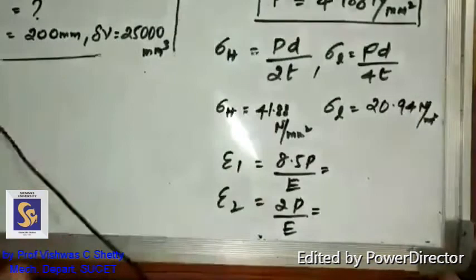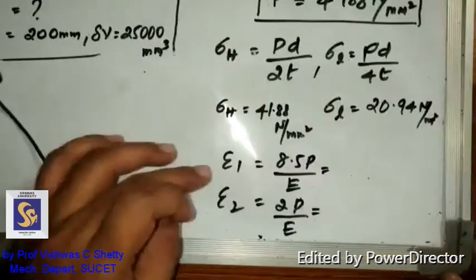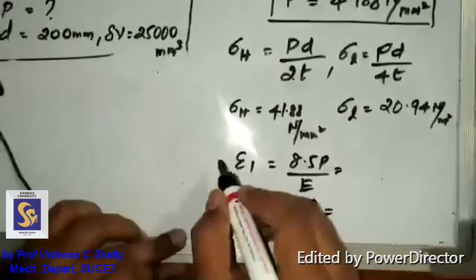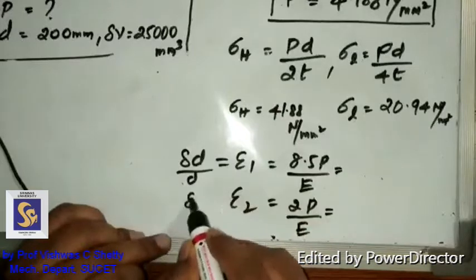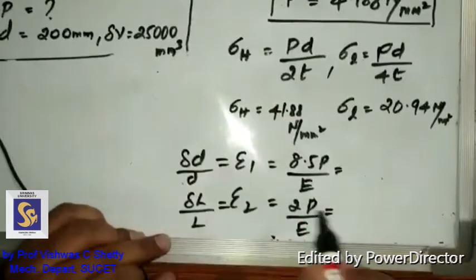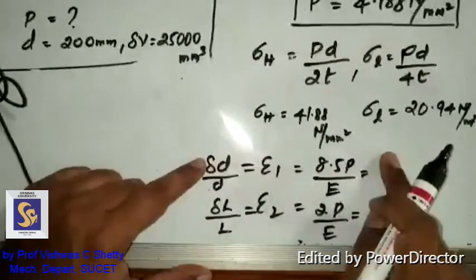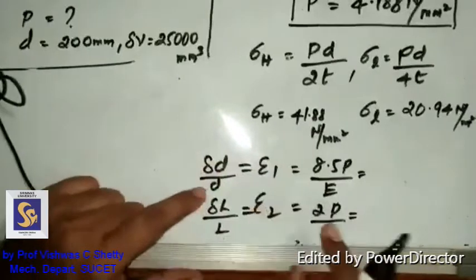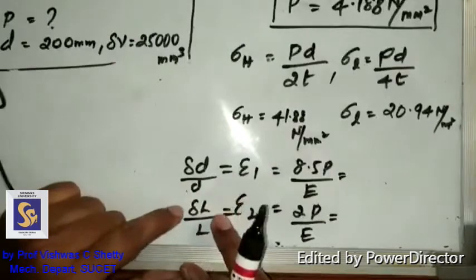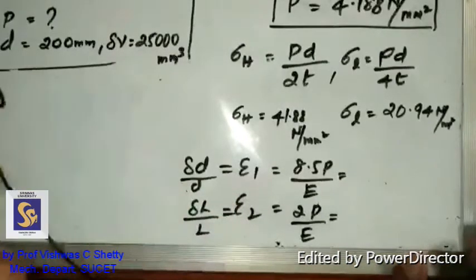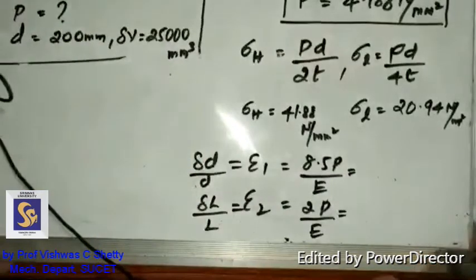Volumetric strain also you can find, it's easy. Or if they ask in the question for change of length and change of diameter, change of diameter is here, change of length is here. After you get this value, just multiply with the D, you will get the change of diameter. After getting this value, multiply with the L, you will get the change of length. So you can calculate the change in diameter as well as change in length. So, a very interesting problem.